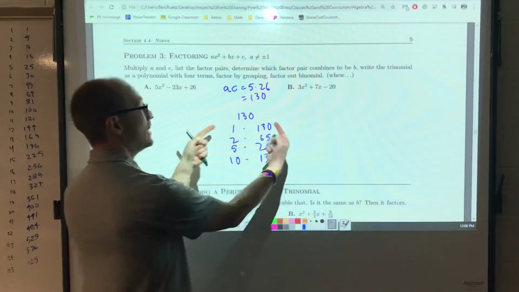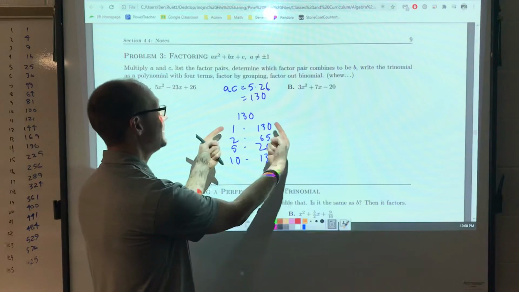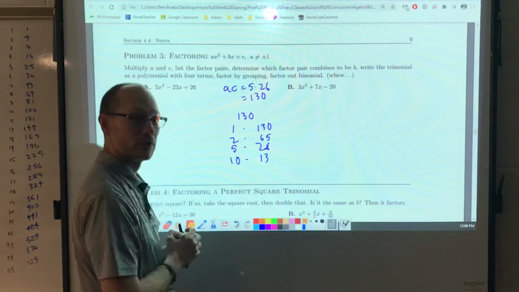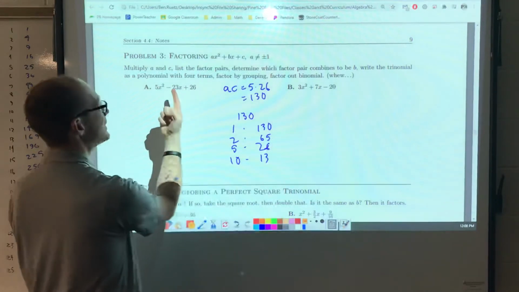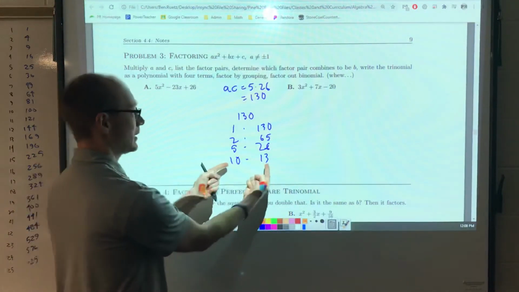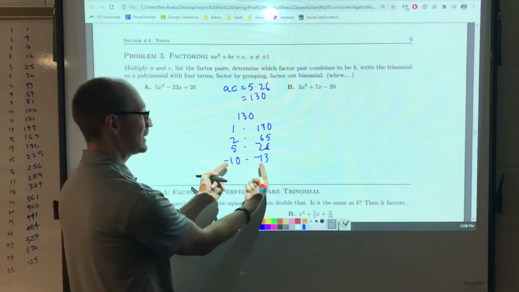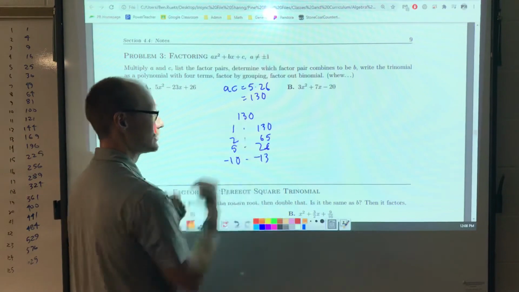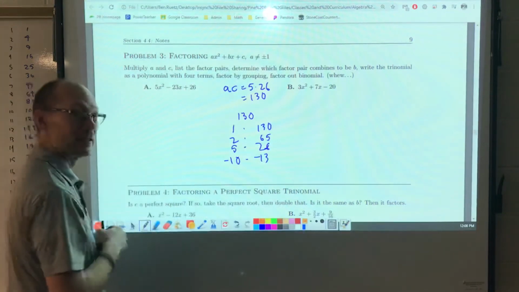And recognize that these could both be positive to multiply to be 130, or they could both be negative to multiply to be 130. And now what I need to do is look at each of these pairs and see if there's a pair of numbers that adds to be a negative 23. If this were negative and this were negative, wouldn't a negative 10 times a negative 13 be a positive 130? And wouldn't a negative 10 plus a negative 13 add up to be a negative 23?